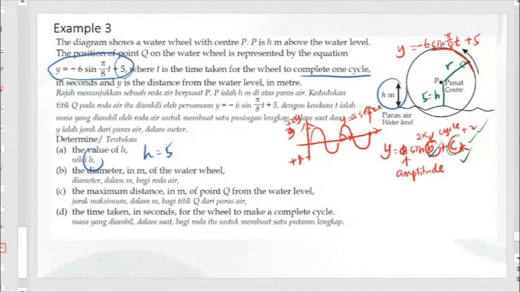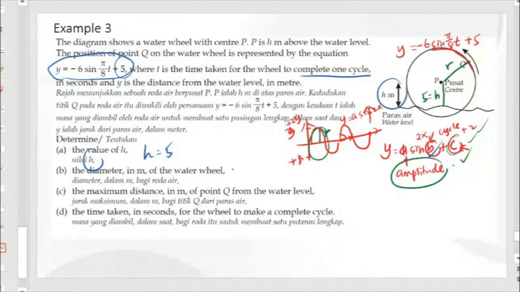This one is a circle, right? So if we combine, actually it will become a circle like this, right? Then this is the radius, right? So radius actually is the same as what? Amplitude. Yes, correct. Good. Amplitude.